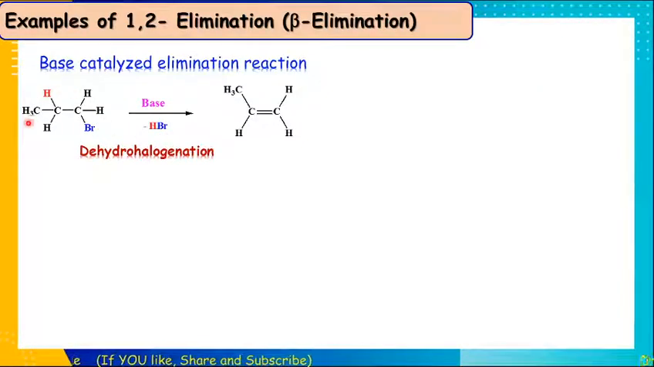So when this alkyl halide is allowed to react with base, then this hydrogen from one carbon atom and Br from another carbon atom, they left the molecule, they get eliminated and there is a formation of carbon-carbon double bond. This reaction is carried out with the help of base. So we can encounter a base catalyzed beta elimination or 1,2 elimination reaction.